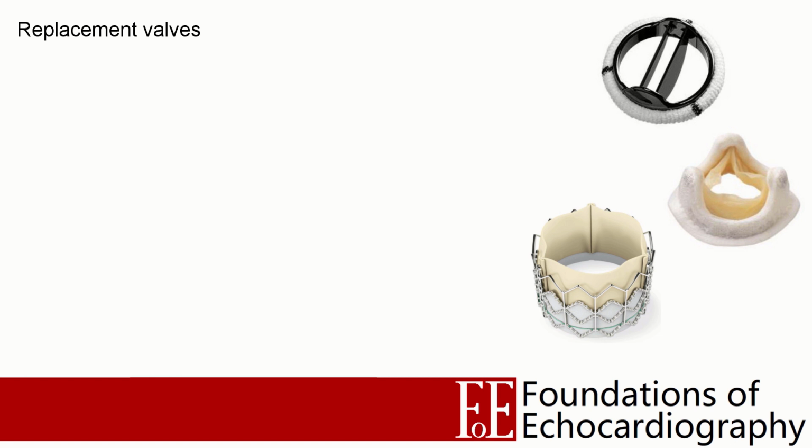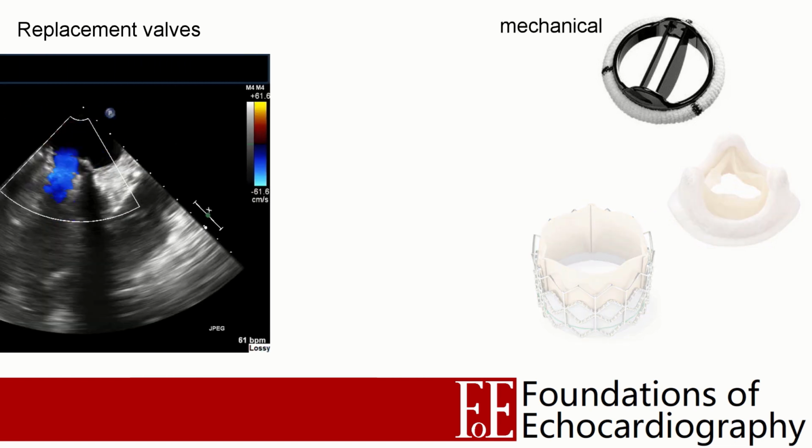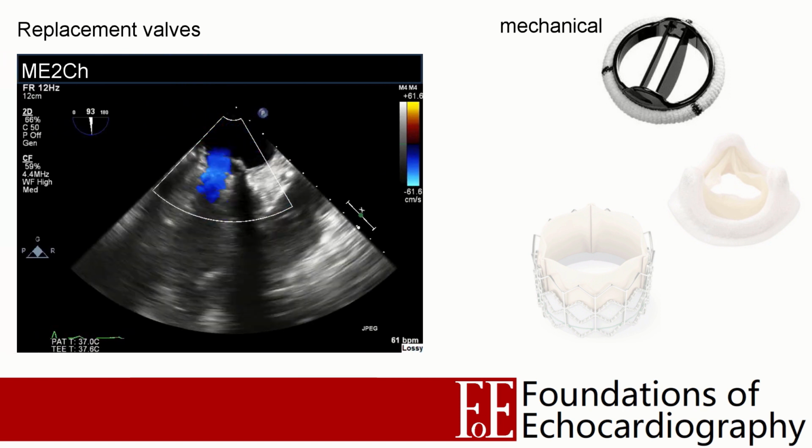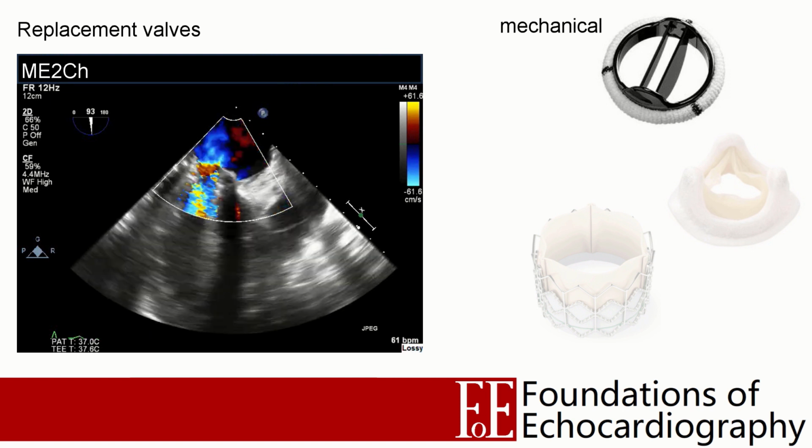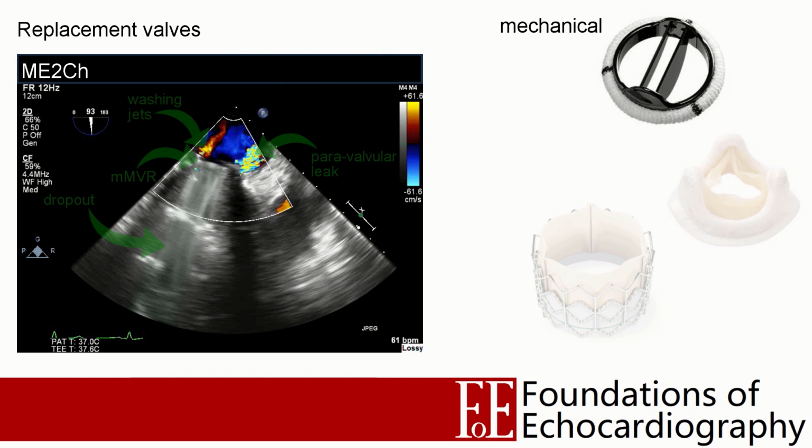So first of all, let's consider mechanical replacement valves, and this is one of the most common types that you'll encounter, which is a bileaflet valve, with two semicircular leaflets held to a fixed ring with hinges at either side. These are durable but require full anticoagulation to prevent thrombus forming on them. They are highly reflective, making them very difficult to image.